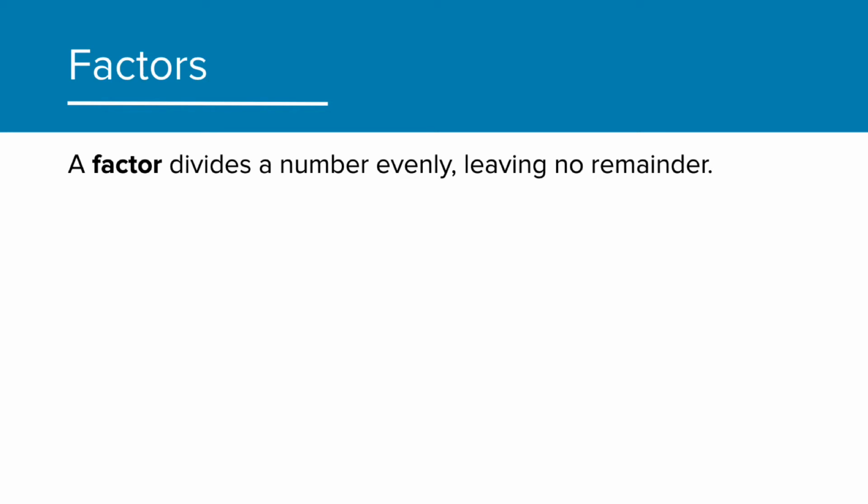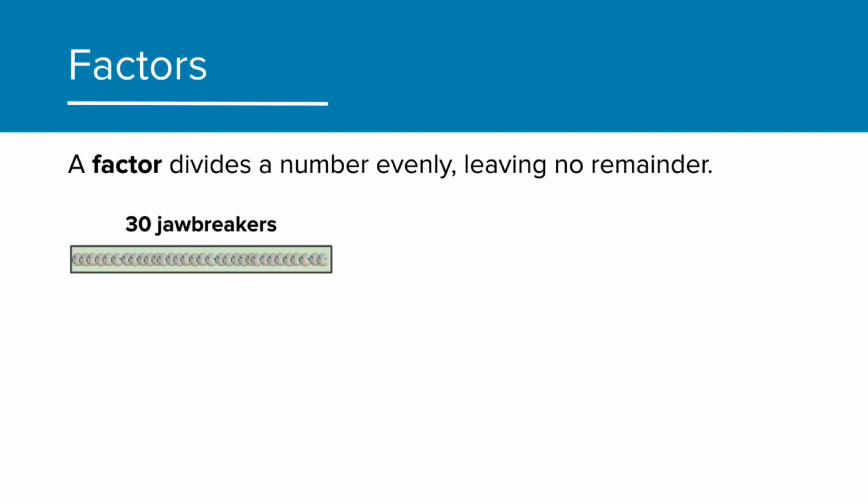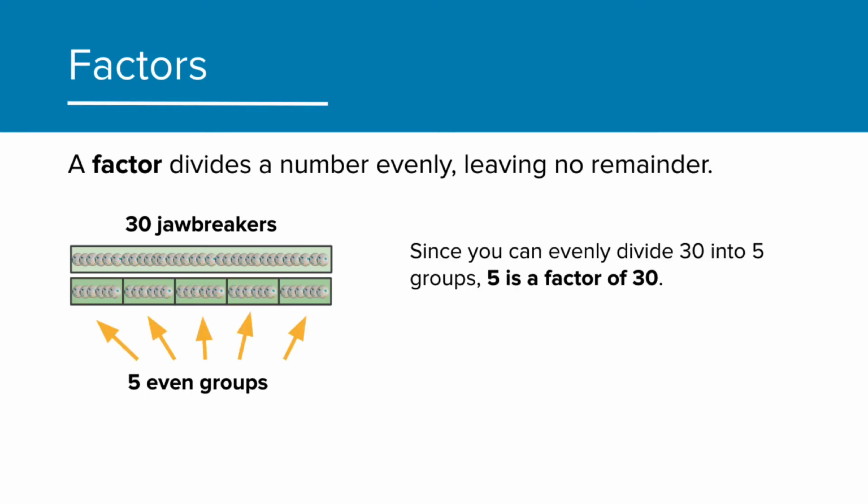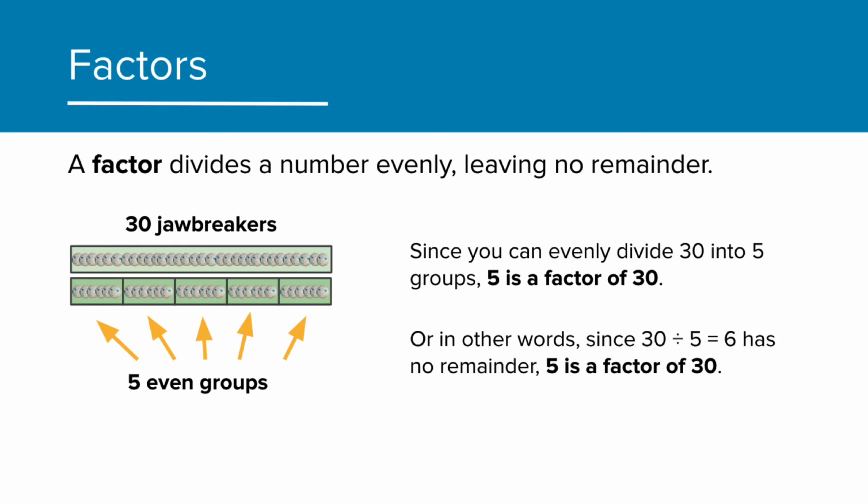A factor is a number that divides another number evenly, leaving no remainder. Let's look at a simple example with the jawbreakers. Imagine we have 30 jawbreakers. I can group them into 5 even groups of 6, with none left over. Since we can evenly divide 30 into 5 groups, we say that 5 is a factor of 30. Or in other words, since 30 divided by 5 is 6 with no remainder, we can say 5 is a factor of 30.